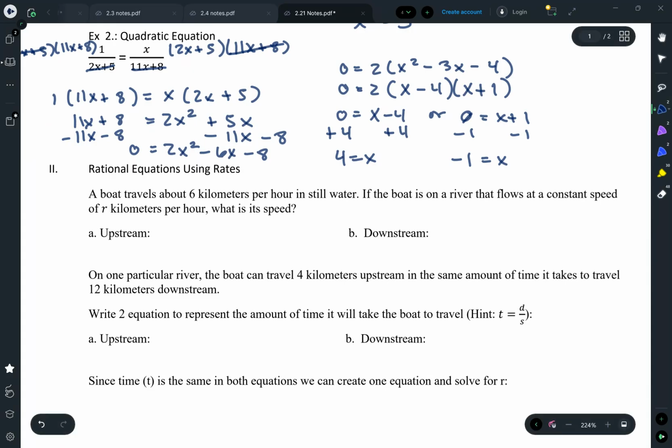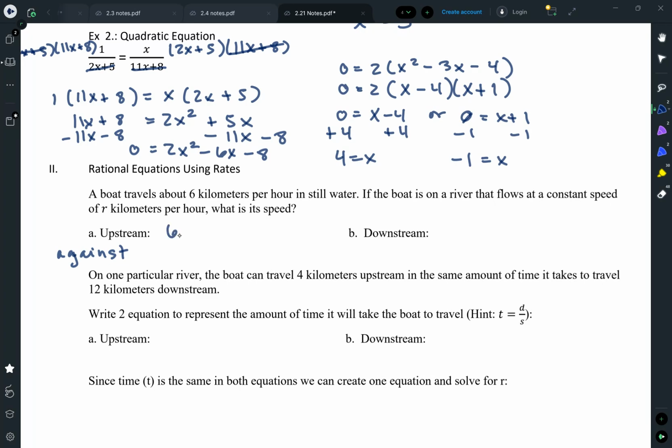So the way we come up with our speed is, if we're going upstream, upstream means we're going against the river, and so the river is slowing us down. And so that means I'm going to take my 6 and subtract the r, because the r is going against us. Downstream means we're going with the river. So we would take our 6 kilometers per hour and we'd be adding the river's kilometers per hour, right? That's going to be pushing us along.